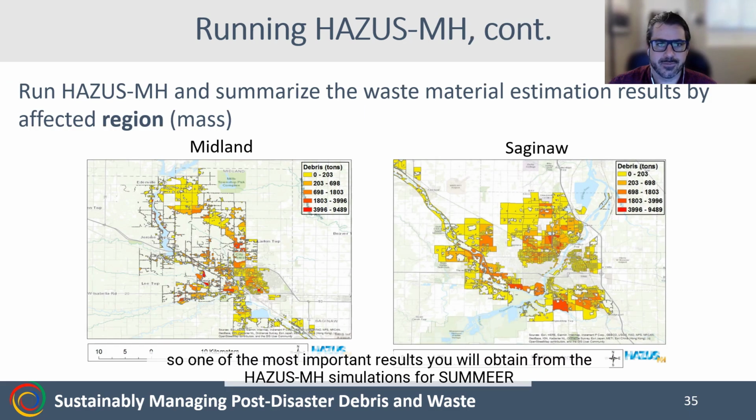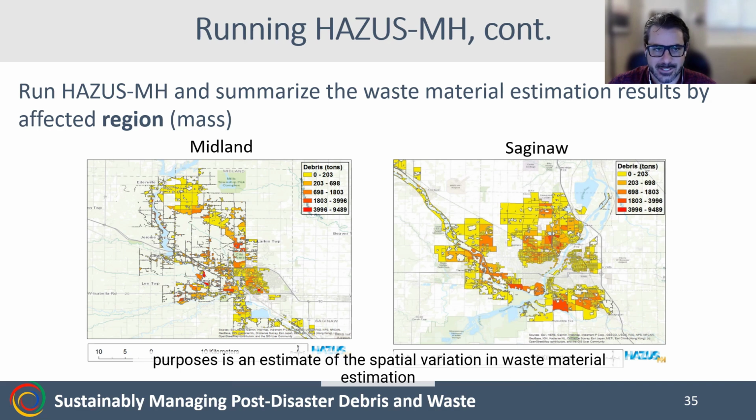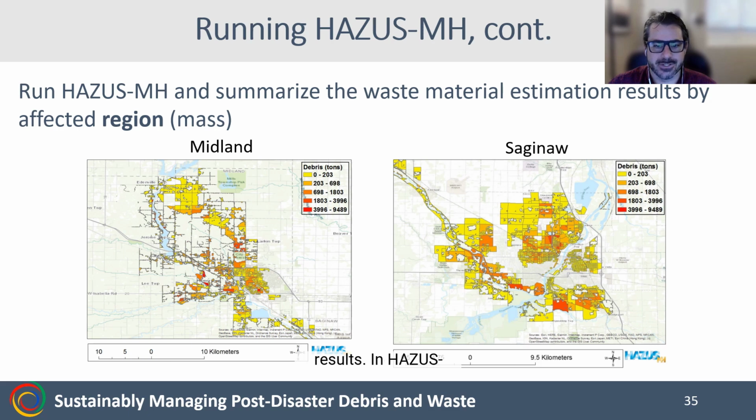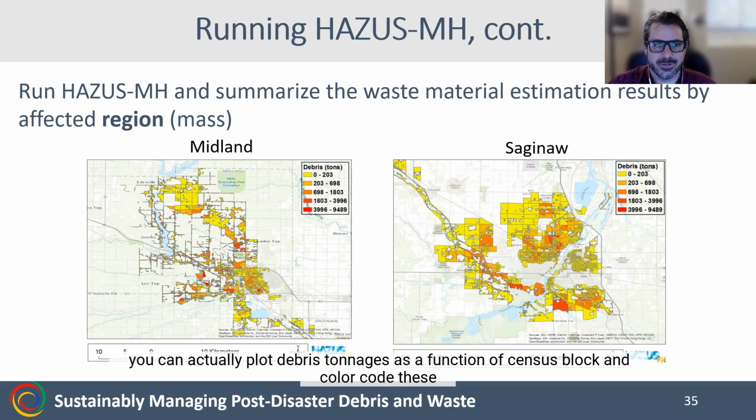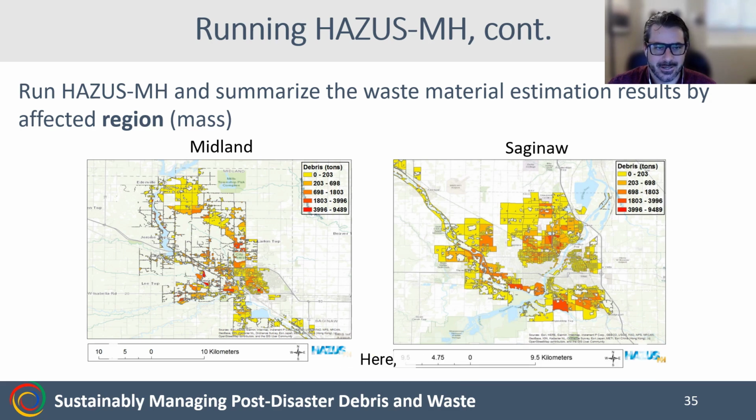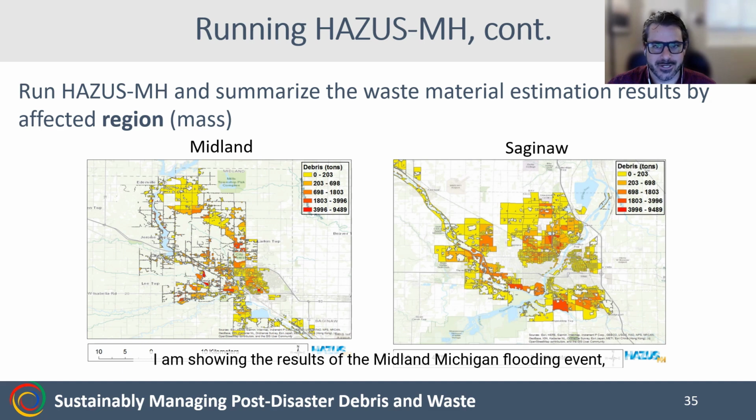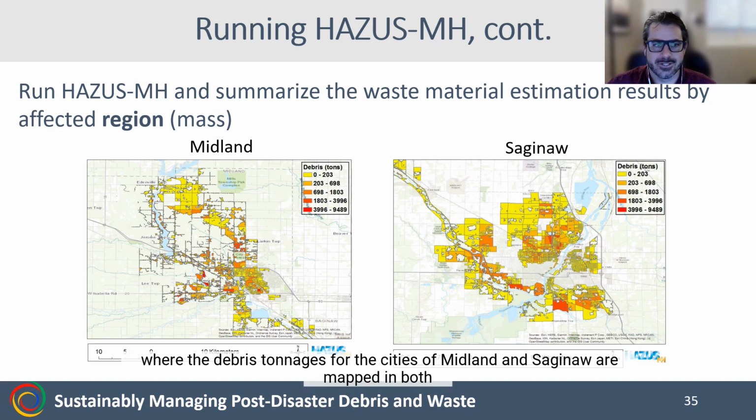Alright, so one of the most important results you'll obtain from the HAZUS-MH simulations for SUMMEER purposes is an estimate of the spatial variation in waste material estimation results. In HAZUS-MH, you can actually plot debris tonnages as a function of census block and color code these values by intensity. Here I am showing the results of the Midland, Michigan flooding event, where the debris tonnages for the cities of Midland and Saginaw are mapped.